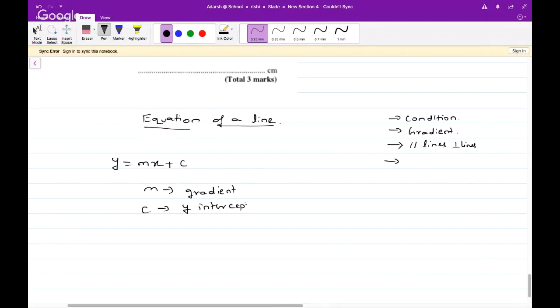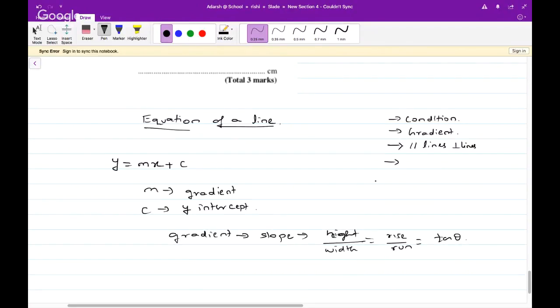So what do they mean? What does gradient mean? Gradient is nothing but the slope. What is slope? It is the height by the width, or rise by run, or it can also be tan of the angle theta.